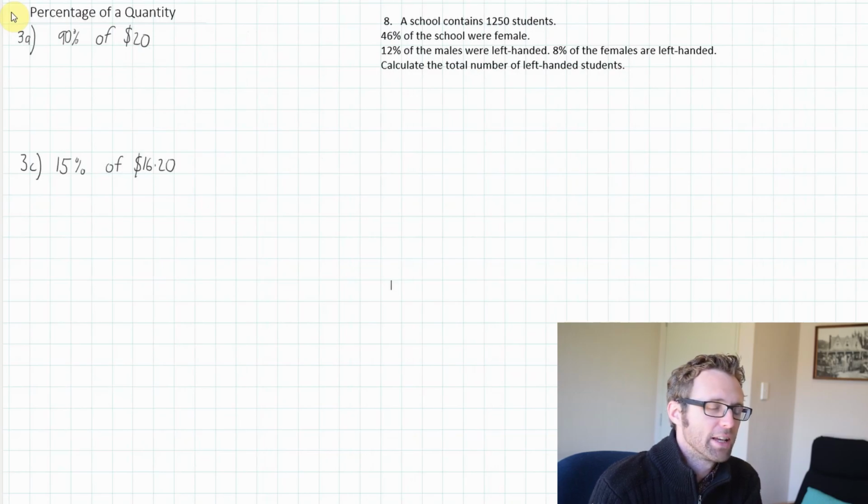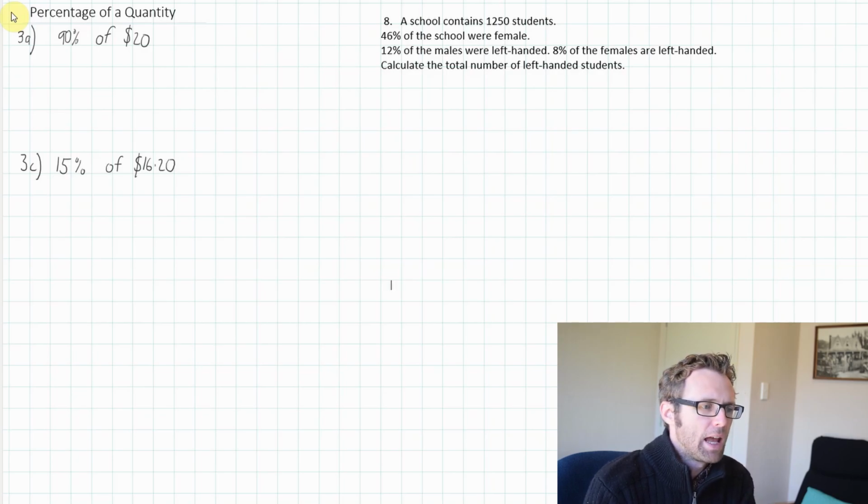I'm going to talk about three things. I'm going to talk about the percentage of a quantity and how to find that. I'm going to talk about making one quantity a percentage of another quantity. And then finally I'm going to talk about percentage increase and decrease. So let's get into it.